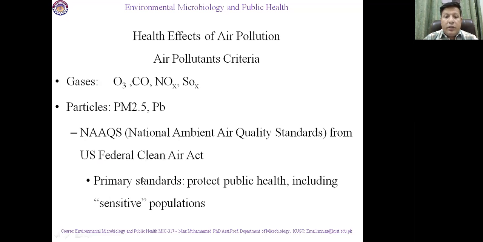primary standards. They have set primary standards of the air to protect public health, including the sensitive population. They set a standard for the concentration of different pollutants which can be present in air. If the concentration exceeds this limit, they can be toxic and hazardous for public health as well as for those people who are sensitive in that environment. So they set primary standards to protect public health, including the sensitive population.